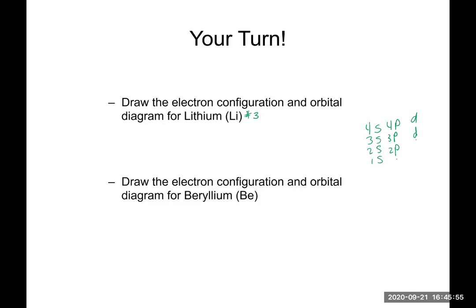Remember, P starts on energy level 2. D starts on energy level 3. And so if we need 3 electrons, then we can just draw through the Aufbau diagram.